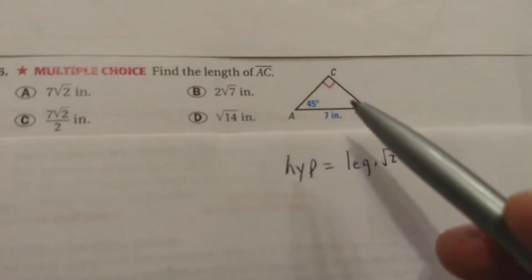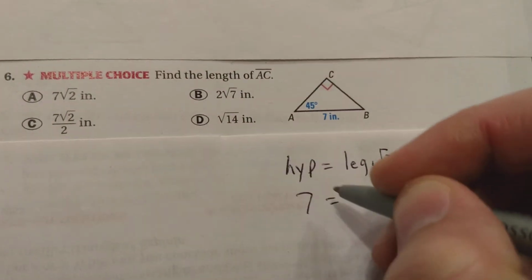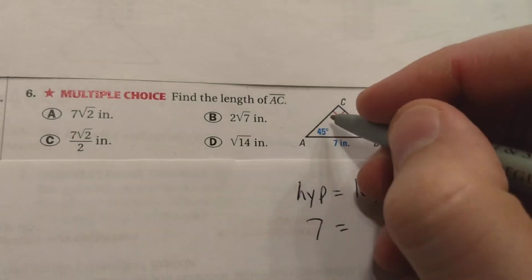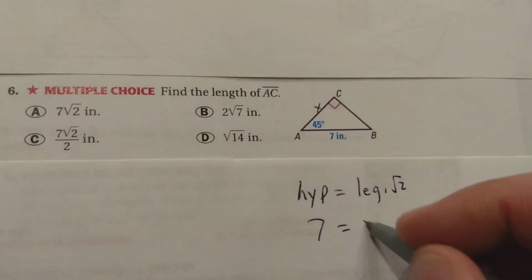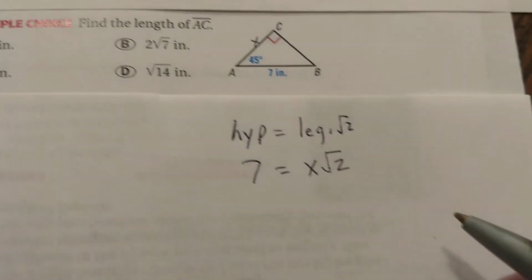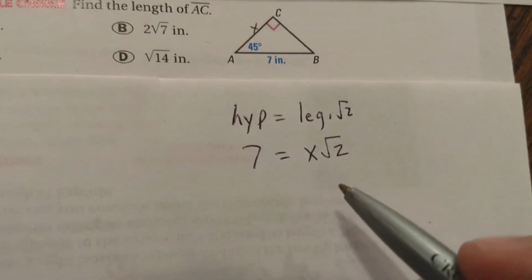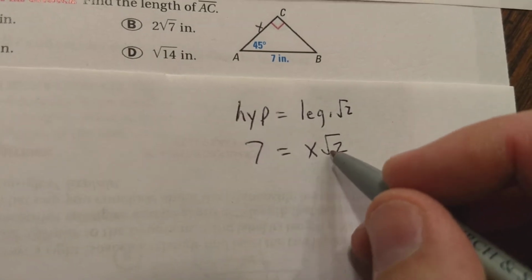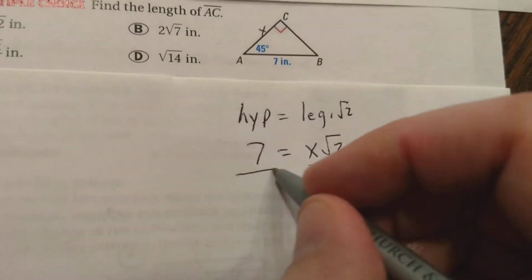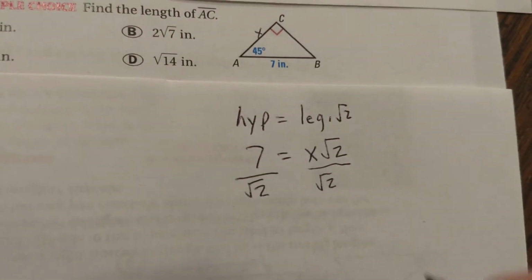I know that my hypotenuse is 7. I know that my leg is the thing that I'm trying to find here. That's AC. If you want to label it and call it X, that's fine. And then I'm going to multiply that times the square root of 2. Okay, so now I need to get X by itself. Since X is being multiplied by square root of 2, I'm going to divide by square root of 2. And if I do it on one side, I have to do it on the other side.